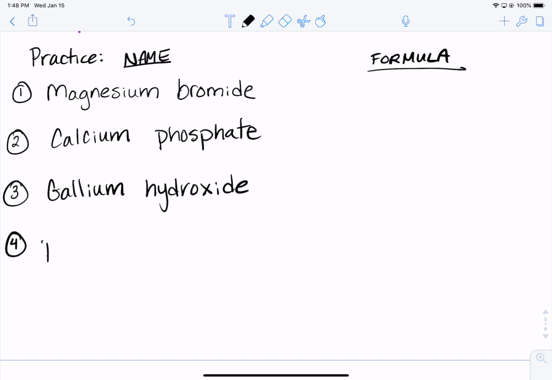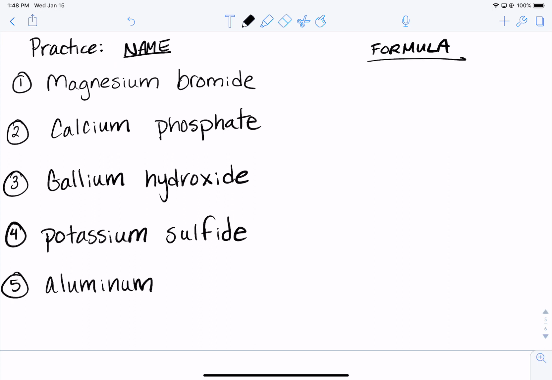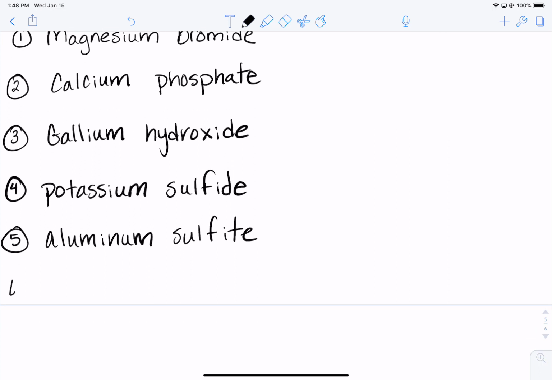How about potassium sulfide? Aluminum sulfite. Ooh, look how close those are. Let's do ammonium oxide.